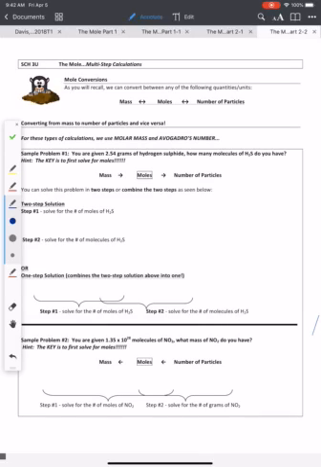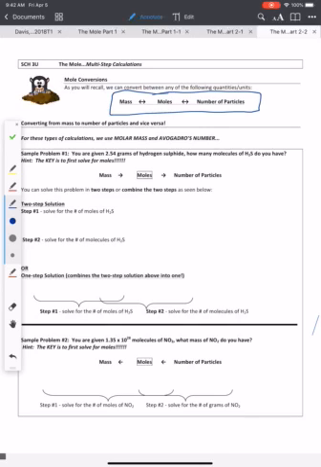So the key is this graphic here. If you're given a mass and asked for a number of particles, you're going to have to find moles first. Or if you're given particles and asked for mass, you're also going to have to find moles first. So you can't go directly between mass and particles or particles and mass. You're always going to have to find moles first.